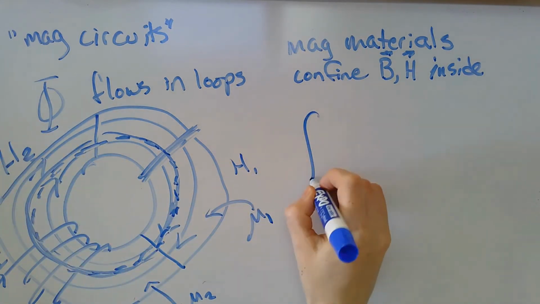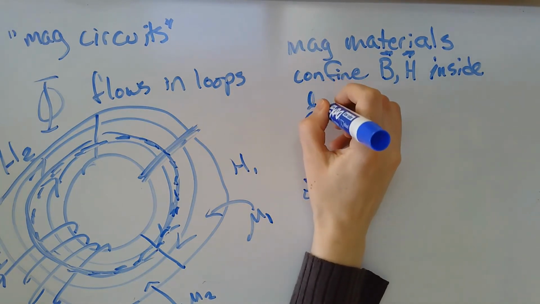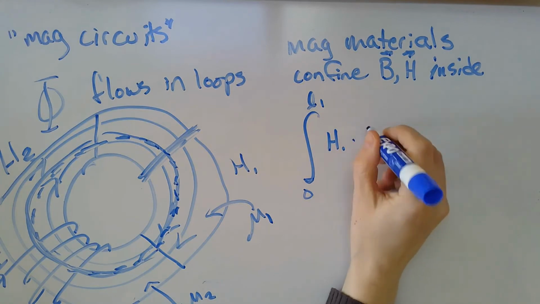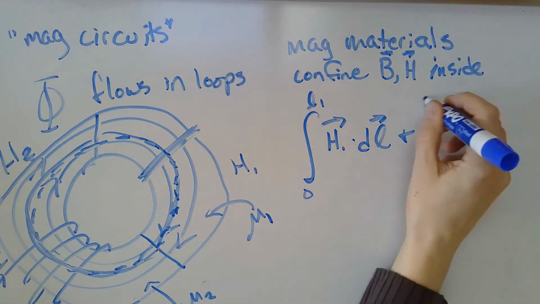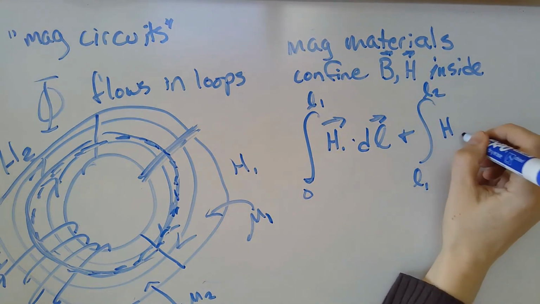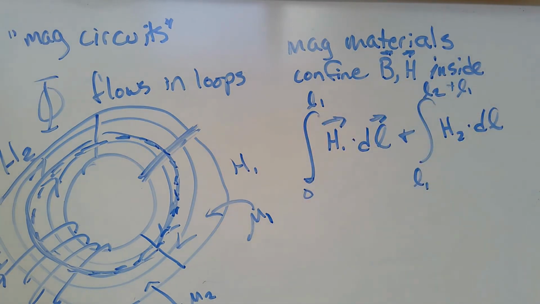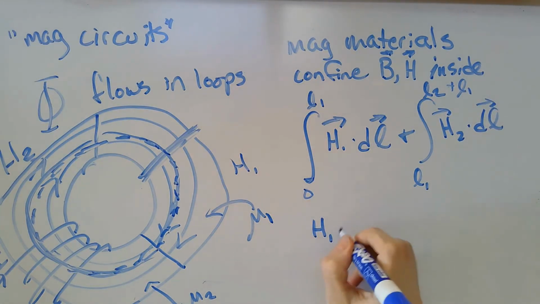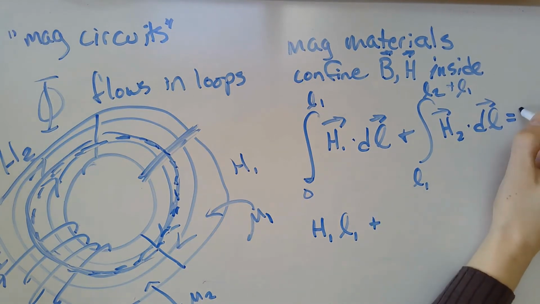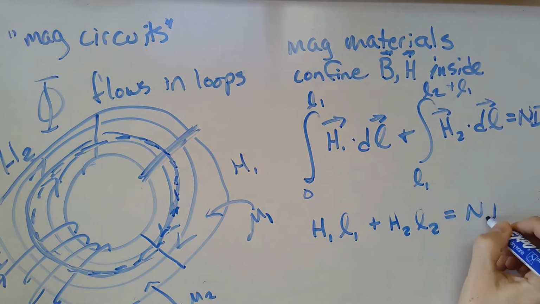So then we end up with the integral from, let's say, 0 to L1 of H1 dot dl plus the integral from L1 to L2 of H2 dot dl. Well, L2 plus L1, right, for the total length. So then we got H1 L1, and that whole thing has to add up to the amount of current going through the surface. Cool, so H1 L1 plus H2 L2 is Ni.